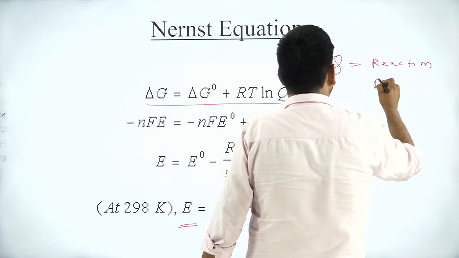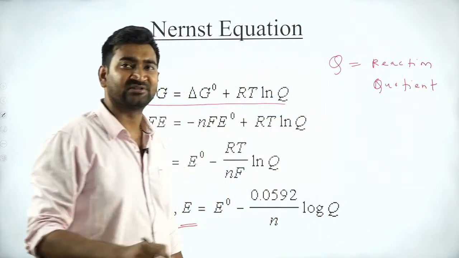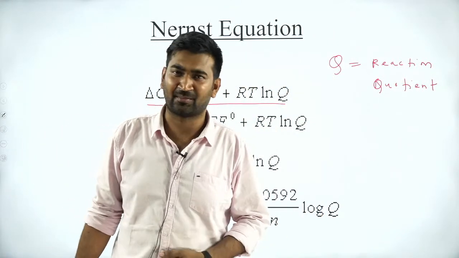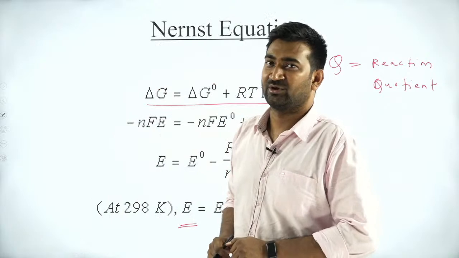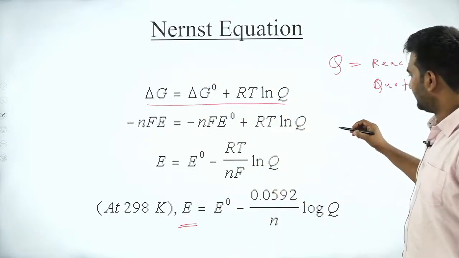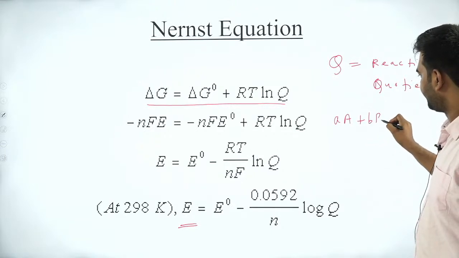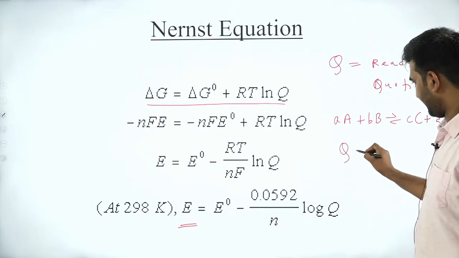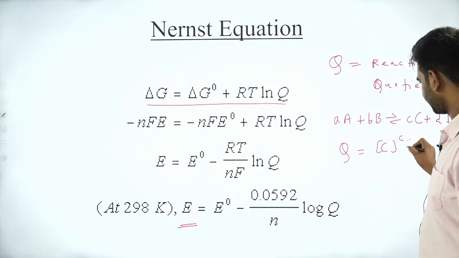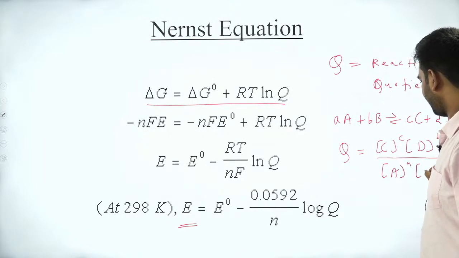Q is called the reaction quotient. I hope in the 11th class you have read well the chemical equilibrium or ionic equilibrium chapter, right? Where you have studied about the reaction quotient. Like if I write aA plus bB gives cC plus dD, then we write Q as [C]^c [D]^d by [A]^a [B]^b, like this, correct?